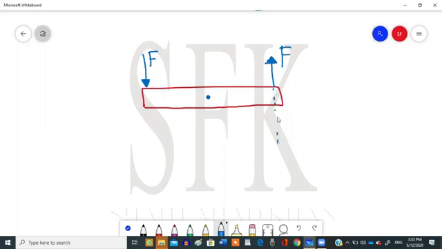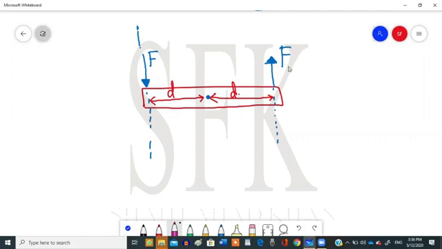If I were to extend them, this is the line of action of this force and this is the line of action of this force over here. Their distances from the pivot are the same. This force has a perpendicular distance of d, and this force also has a perpendicular distance of d. If I were to calculate the total moment, or the total torque, created by these two forces, how can we calculate that?